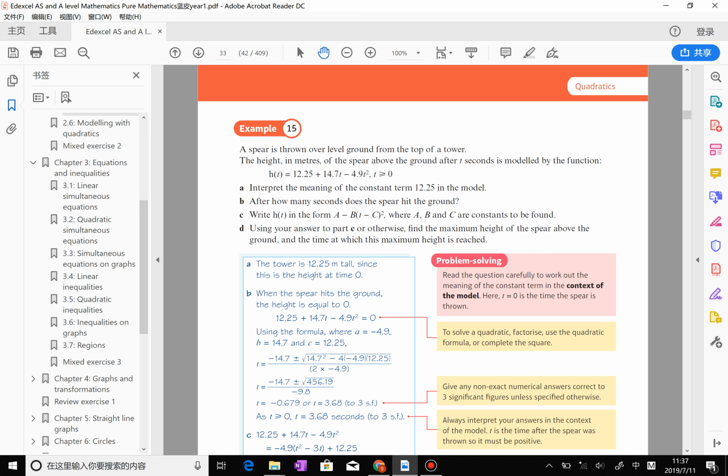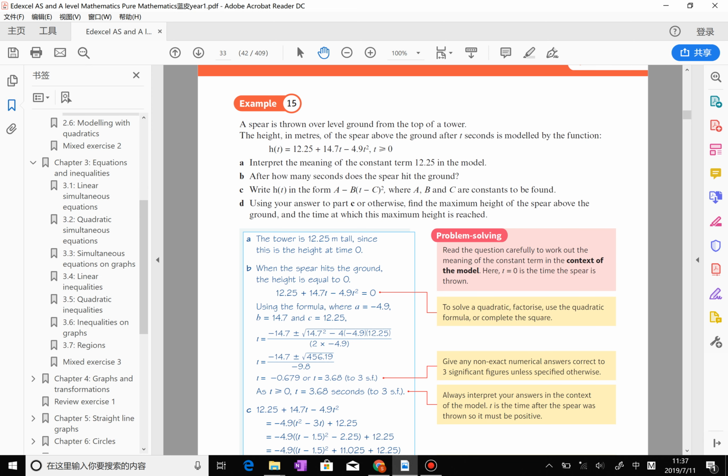So let's look at example 15. A spear is thrown over level ground from the top of a tower. The height in meters of the spear above the ground after t seconds is modeled by the function h(t) equals 12.25 plus 14.7t minus 4.9t squared, where t is greater than 0. There are 4 questions. Let's look at question A.